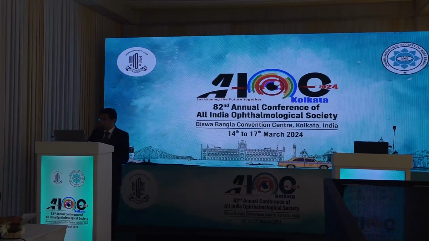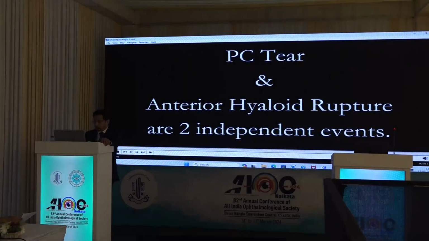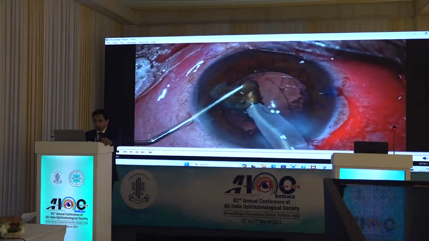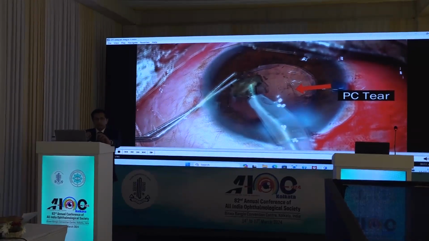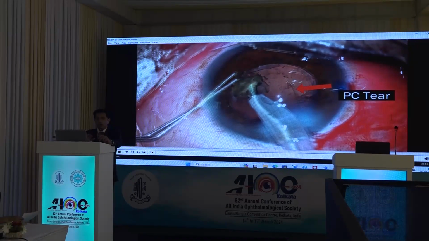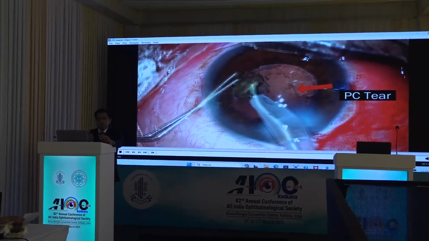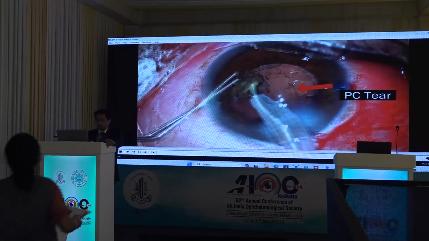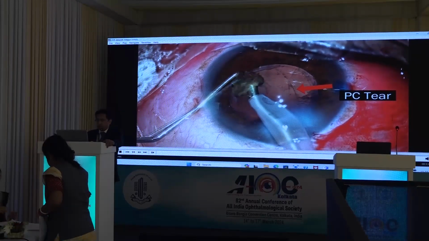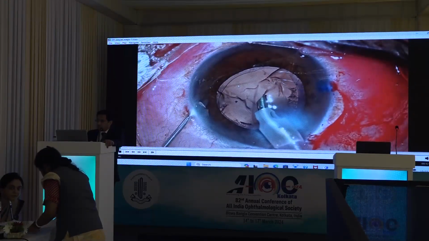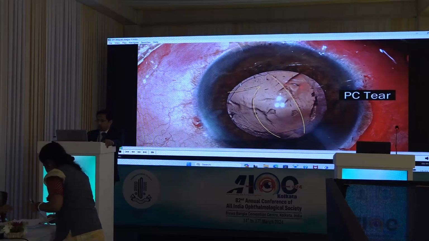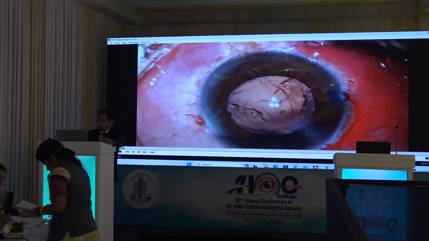So I'll be speaking on whether it is possible to prevent PC tear and the anterior rupture. I just like to remind here that these two are different entities. Posterior capsular tear and anterior rupture are independent entities. That's what I'd like to highlight in this short presentation. So this is a case where I'm in the last fragment. I already know that the PC tear has happened, and because the shape is irregular, I thought the anterior is also ruptured. Now watch very closely what happens here.